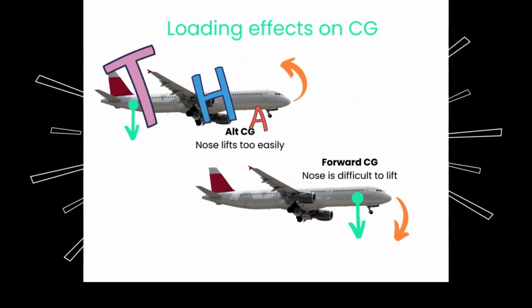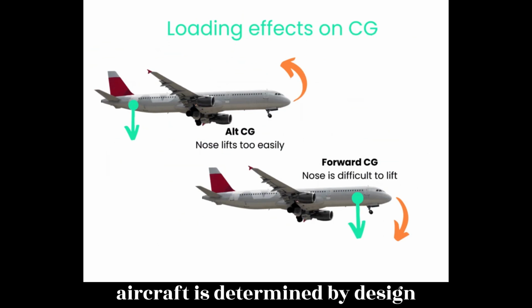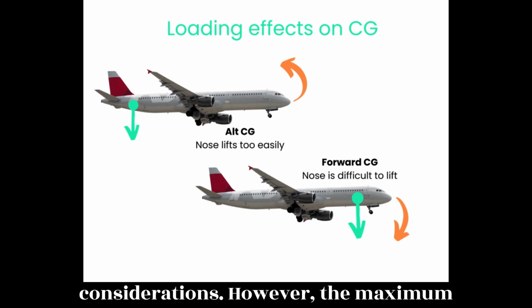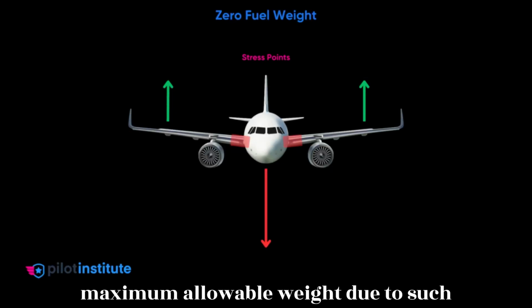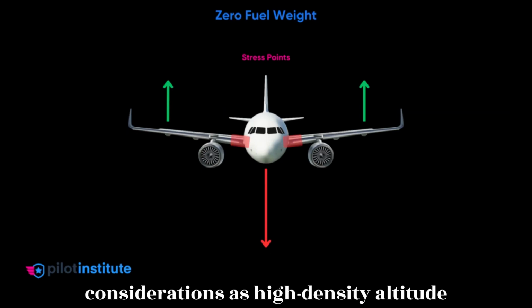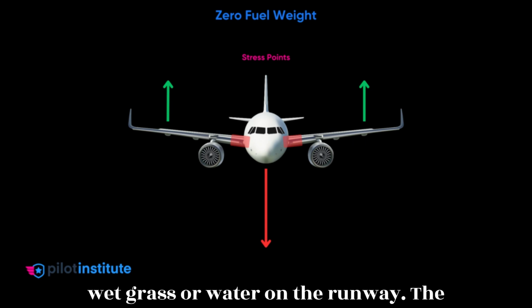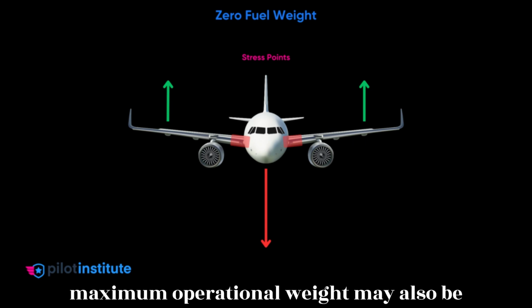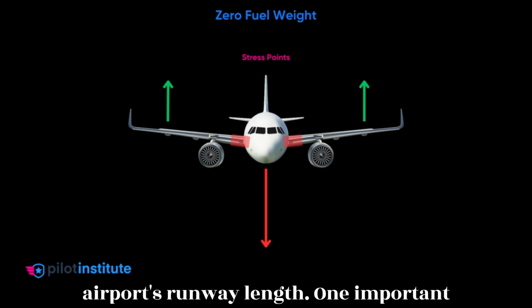Weight changes. The maximum allowable weight for an aircraft is determined by design considerations. However, the maximum operational weight may be less than the maximum allowable weight due to such considerations as high-density altitude or high-drag field conditions caused by wet grass or water on the runway. The maximum operational weight may also be limited by the departure or arrival airport's runway length.